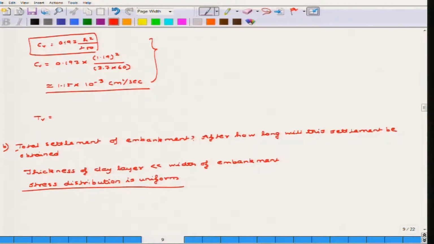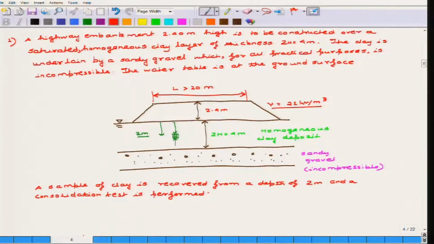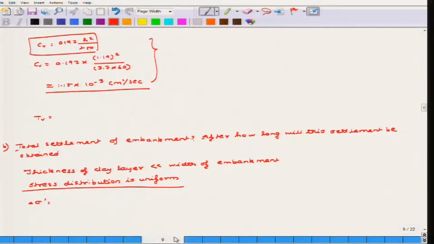In this case, since the stress distribution is uniform, we can easily find the value of delta sigma dash, because, as I have said, only the depth of this embankment is required. You all know that the load at any point is gamma into z. So in this case gamma into z comes out to be 2.4, the height of the embankment, into 21 kilonewton per meter cube. This comes out to be approximately 50 kPa. Since we are doing everything in daN, this is 0.50 daN per centimeter square.